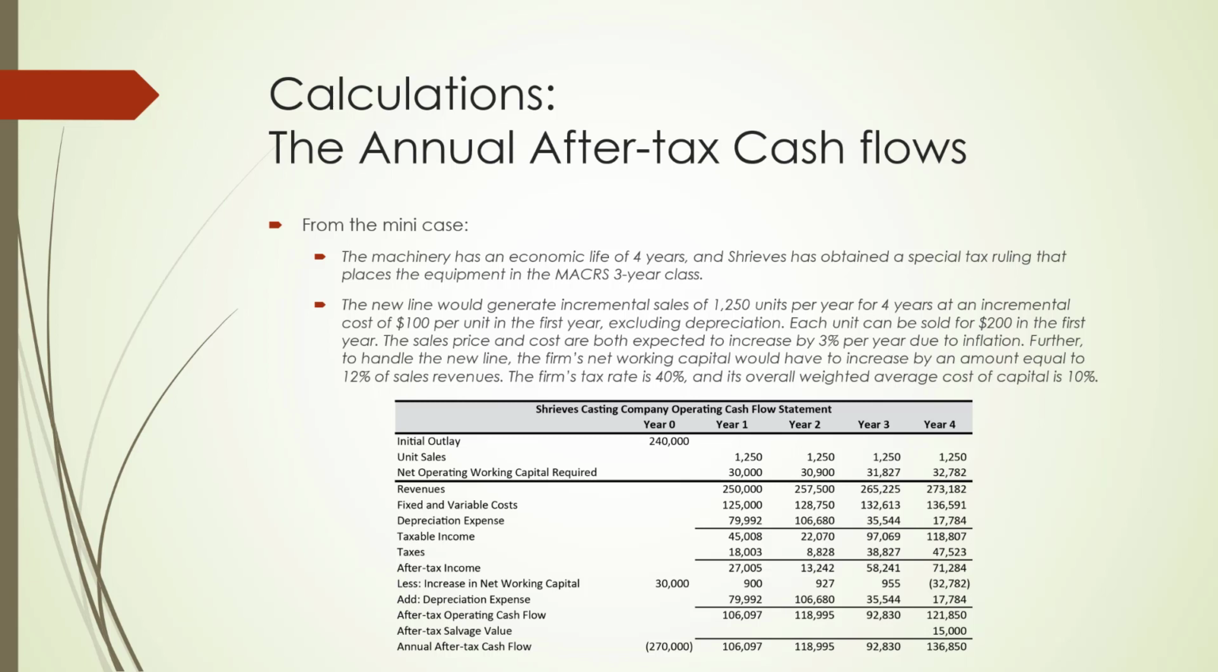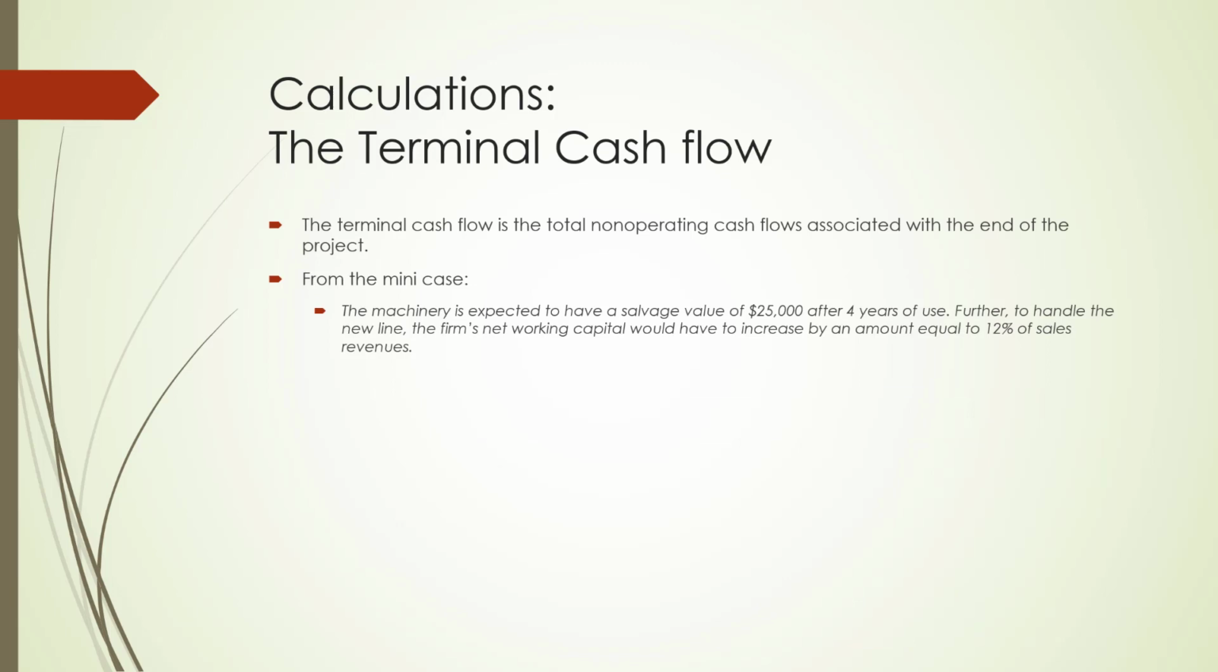Now, our additional investment in net operating working capital is $927, so we subtract that. We add back our $106,680 in depreciation, and we get $118,995. For year 3 and for year 4, you would do exactly the same types of calculations. Now, the terminal cash flow was included in that operating cash flow statement, okay, but we'll go over it separately here.